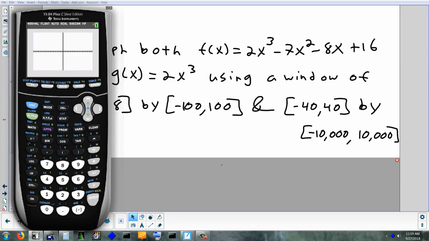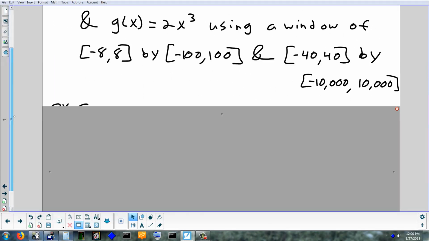So now we're not looking at the detail, we're looking at the big picture. So there's the graph in blue with all the minus 7x squared minus 8x plus 16, and there's the graph in red. How do they compare now? Yeah, they look almost identical because 2x cubed is the EBM, the end behavior model. It predicts what the graph is going to look like if you look at the big picture. That's all I'm trying to show you right there.